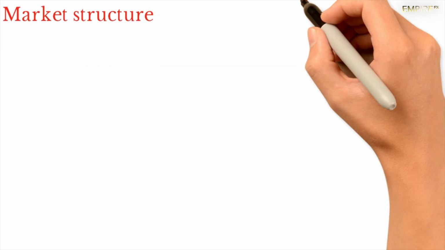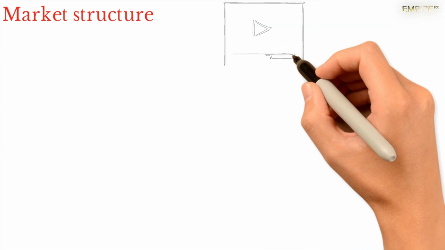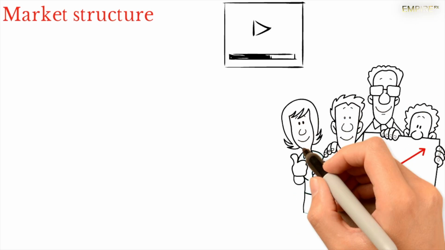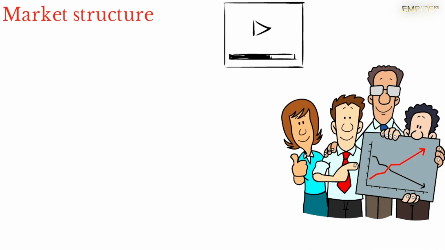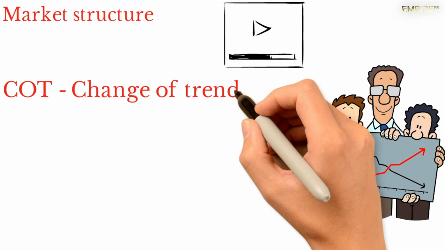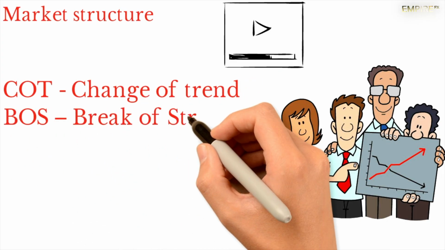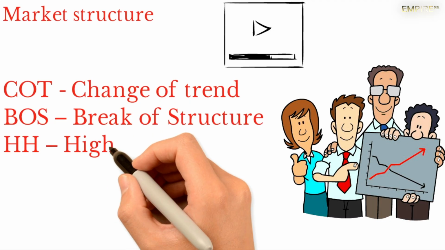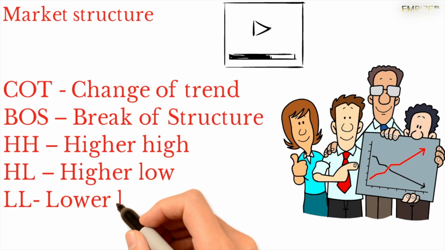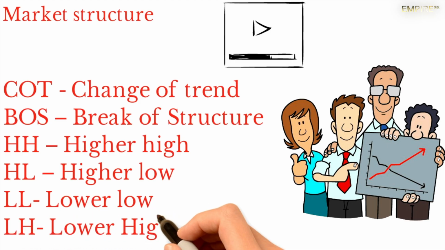Market structure. If you end up following my videos, you are going to see a lot of abbreviations on my charts. I would highly recommend using the same as our team so we can all trade the same way and all be very profitable, consistent traders together. COT, change of trend. BOS, break of structure. HH, higher high. HL, higher low. LL, lower low. LH, lower high.